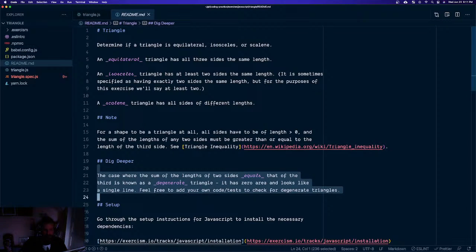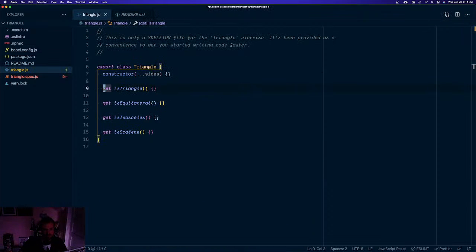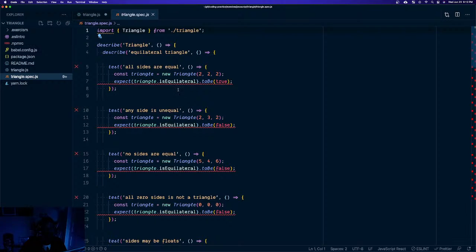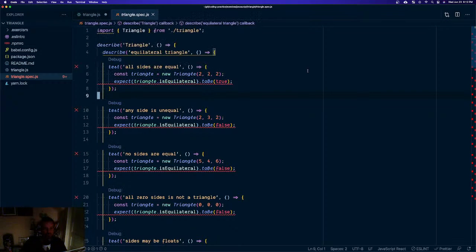They also have this idea, this degenerate triangle, which I think I'll add. Degenerate is a case where the sum of two sides equals that of the third. It's also where the vertices are all in a line. So it has 0 area, it just looks like a line. Two of the vertices are on the ends and one's in the middle. But since we don't have any information about the vertices, we can just check the sides and we can say it might be degenerate.